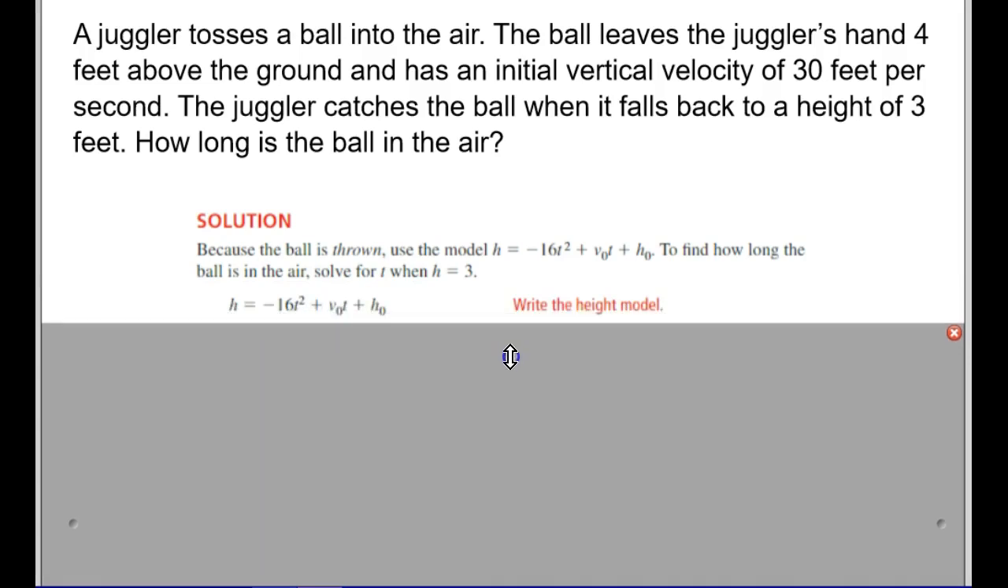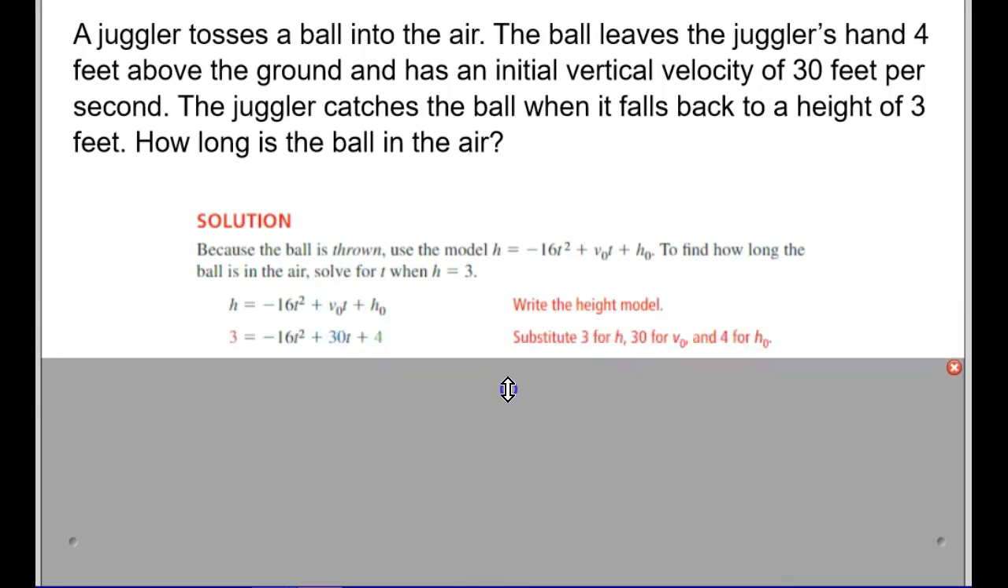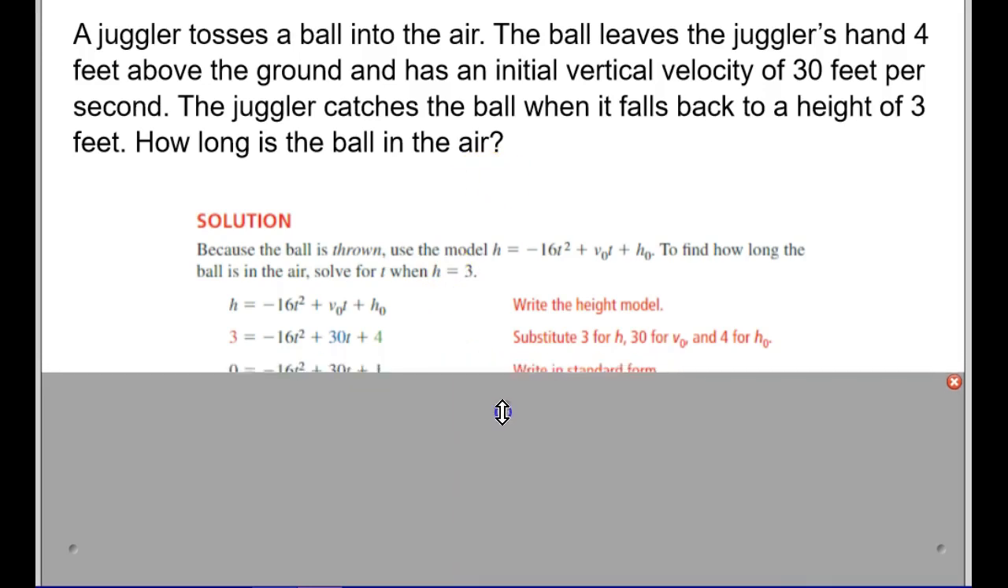First I write my height model, and I know I'm going to use this because I have a ball that's thrown, not just dropped. And then I substitute what I know. I know the initial height, and I know the initial velocity. Here I want to also substitute in 3 for h, because I'm trying to find what the time was when it was 3 feet high. So I can do that as well.